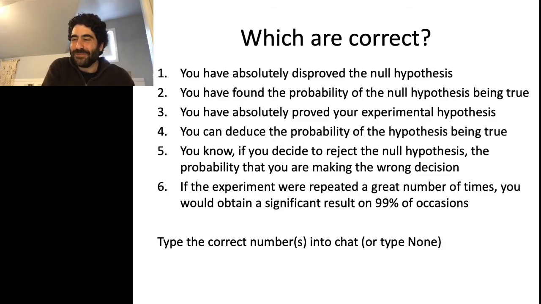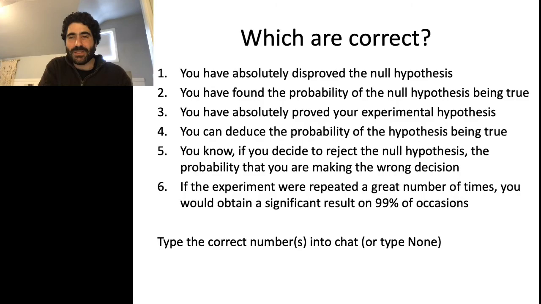So, right, if you decide to reject the null hypothesis, the probability you're making the wrong decision is the probability that the null hypothesis is actually true, which again, we don't know in this data, right? We would need to use Bayes' rule or something to figure that out. And 6 is: if the experiment were repeated a great number of times, you would obtain a significant result on 99% of occasions. So this 99% would be a measure of power, which we actually can't really compute here. Again, this would require some extra assumptions to figure out what this is.